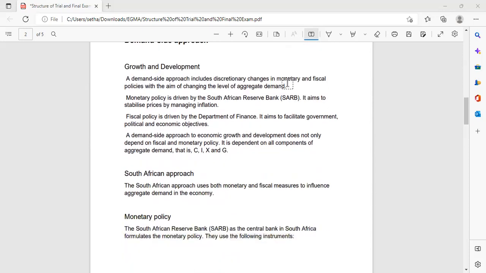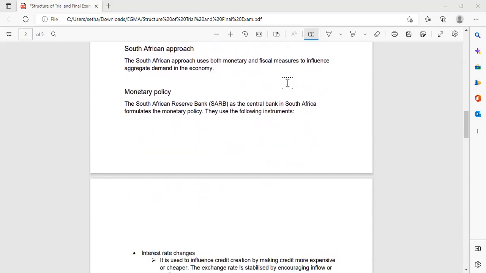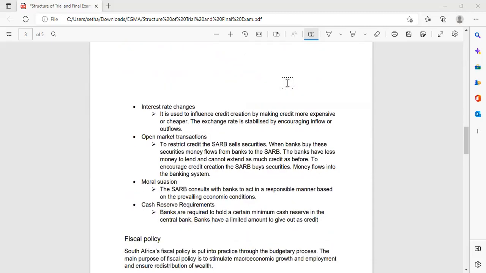So the South African approach uses both monetary and fiscal measures to influence aggregate demand in the economy. The monetary policy, as I've mentioned, is driven by the South African Reserve Bank, which is the central bank in South Africa and formulates the monetary policy. They make use of the following instruments: interest rate changes. This is used to influence credit creation by making credit more expensive or cheaper.